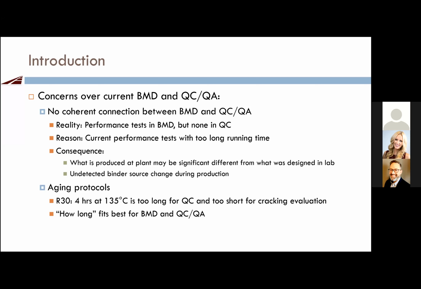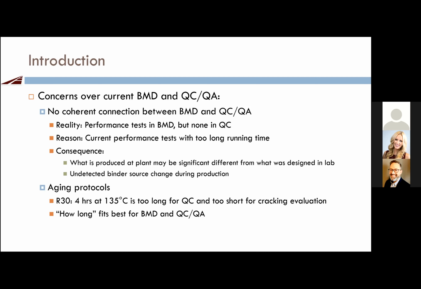So the consequences I already mentioned a little bit; there are at least two we're talking about here. The first one: what is produced at the asphalt plant may be significantly different from what was designed in the lab. That's not what we want. With balanced mix design we spend so much time and effort to come up with a balanced mix in terms of cracking, rutting, and moisture damage. But when we're doing production, many things could vary from the original design.